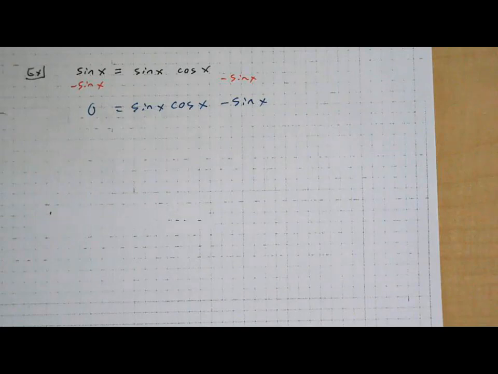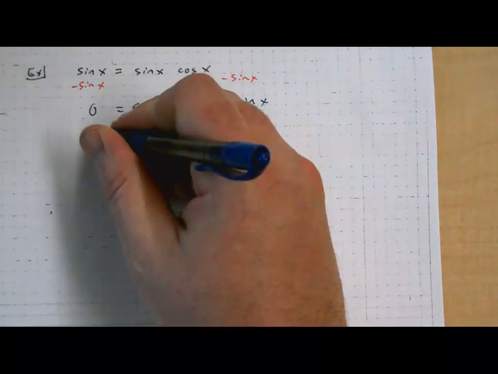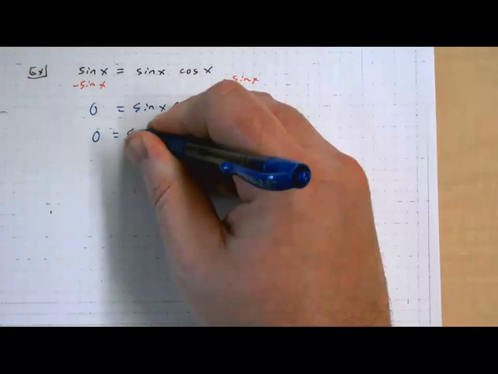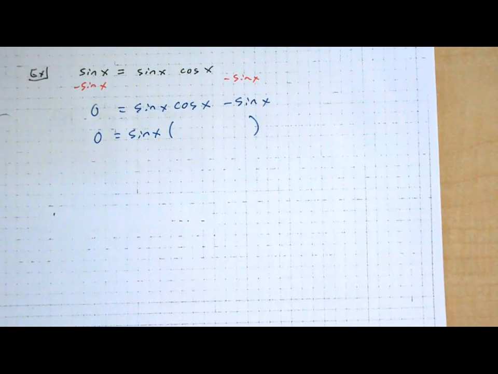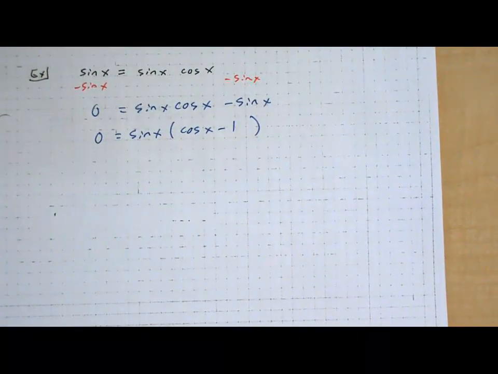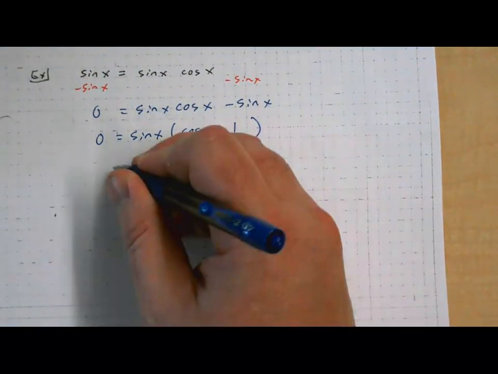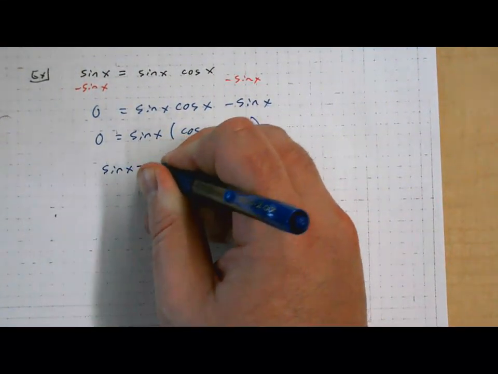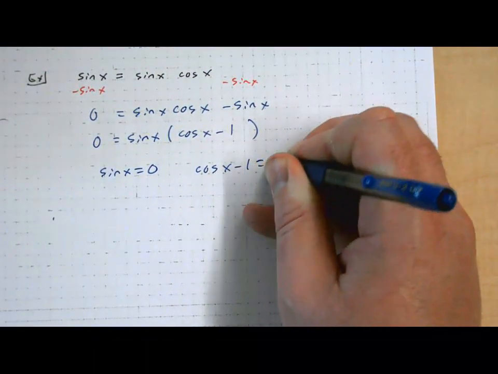And then, does that factor? If we were thinking about dividing by sine x at the beginning, then that means we should probably be able to factor a sine x out at this point. And it does. We can factor a sine x out, and we're left with cosine x minus 1. And now we can split it up and make two equations. Sine x equals 0, and cosine x minus 1 equals 0.